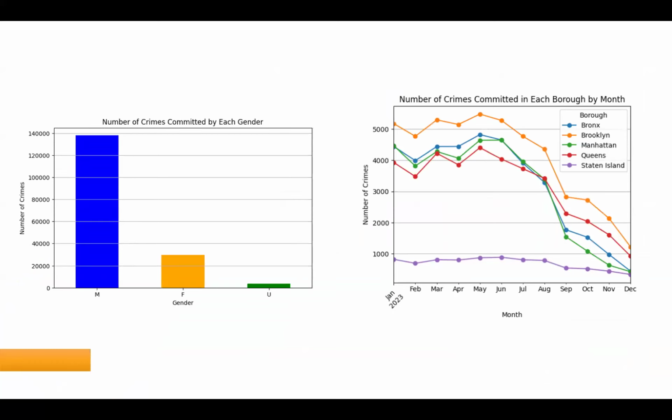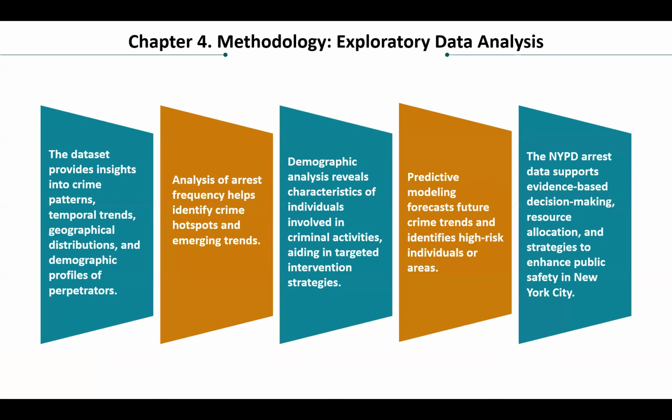Here is the graph based on the number of cases at the age and gender level, and one more graph where we are showing the number of crimes committed in each borough by month. And the next slide will be explained by Akshay.